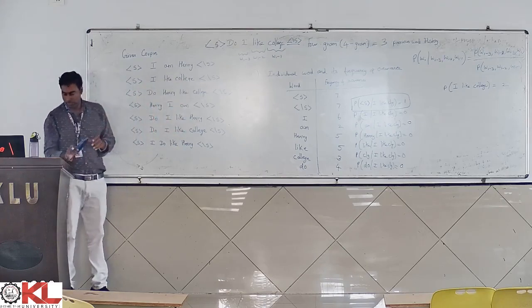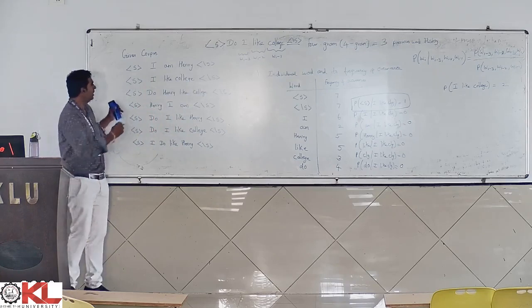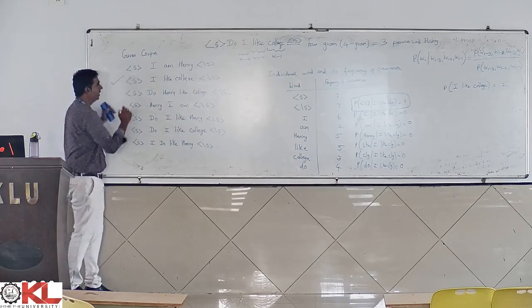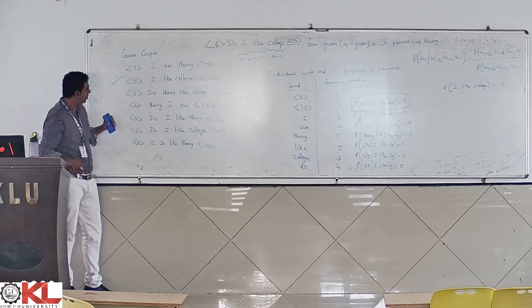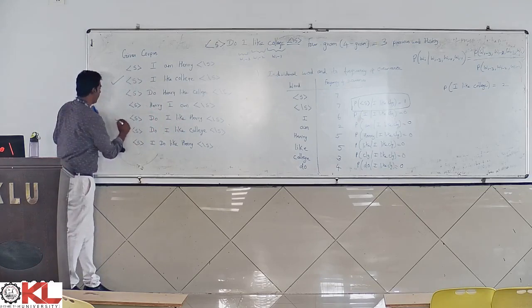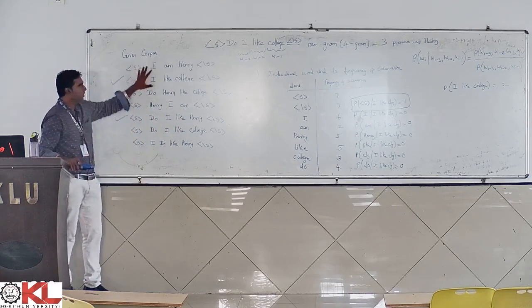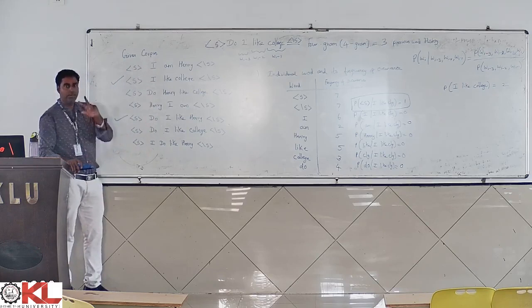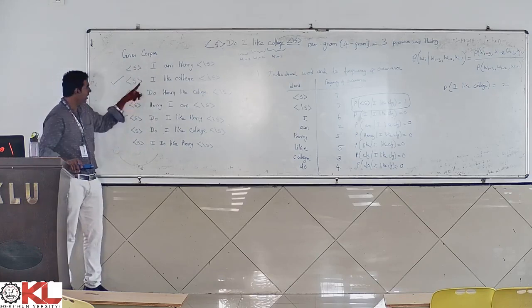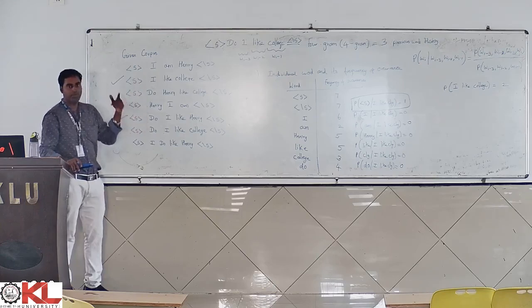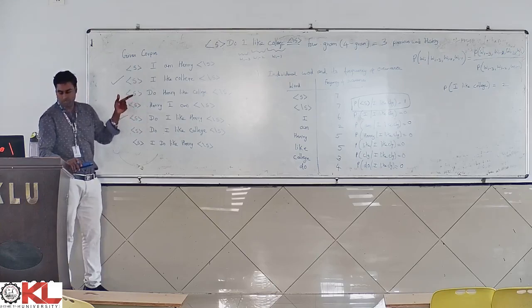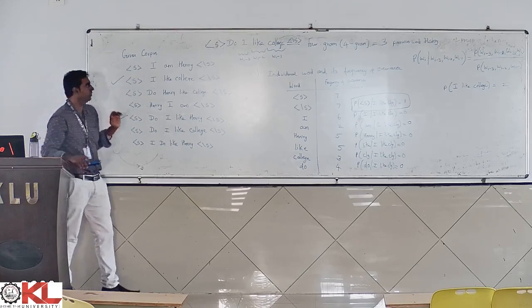So now I am taking 2 sentences. One is "I like college." Next one, "Do I like Henry?" In the given corpus, I am going to check which statement has the highest probability of occurrence using the bigram model.